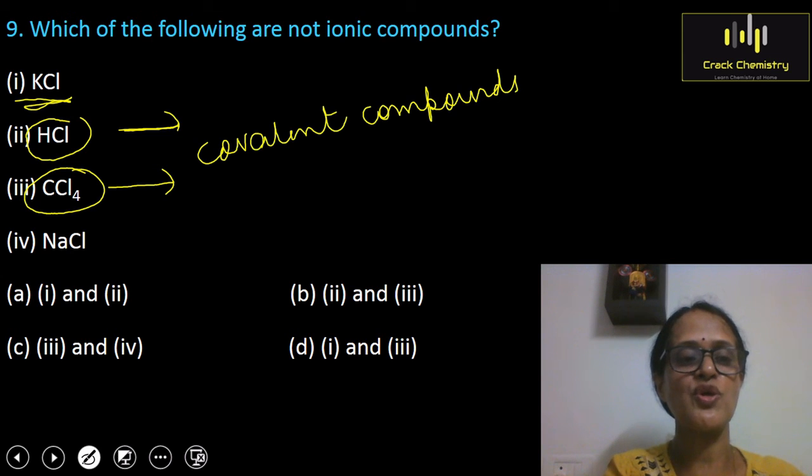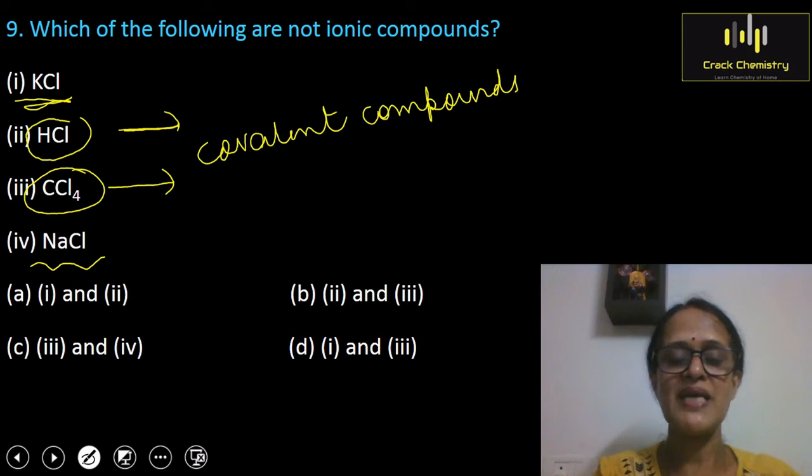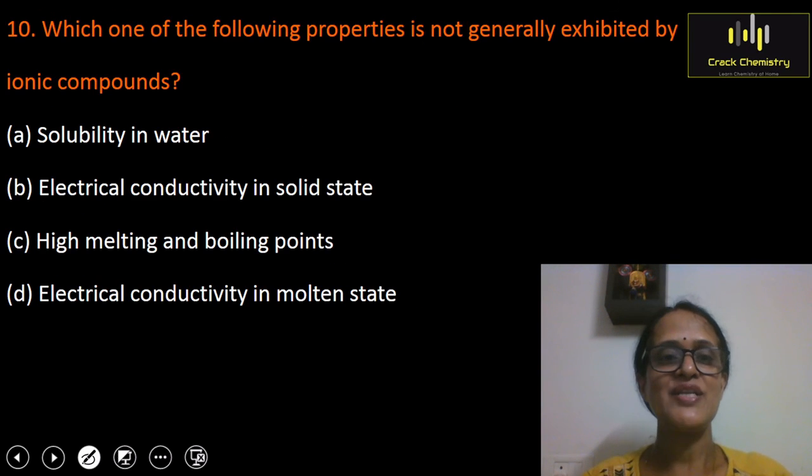Now consider the fourth option. The fourth option is NaCl. NaCl is also an ionic compound. So they are asking which of the following are not ionic compounds. The correct options are the second and third. So option B is the correct option, second and third.